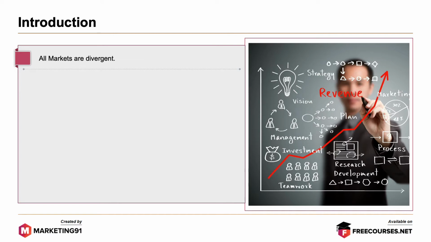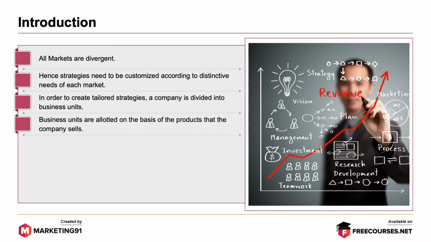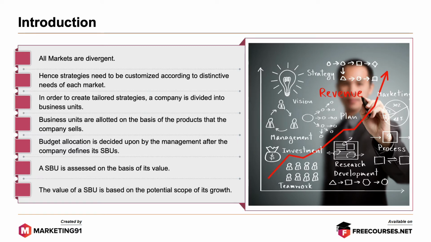All markets are divergent. Hence, strategies need to be customized according to distinctive needs of each market. In order to create tailored strategies, a company is divided into business units. Business units are allotted on the basis of the products that the company sells. Budget allocation is decided upon by the management after the company defined its strategic business unit. A SBU is assessed on the basis of its value. The value of a strategic business unit is based on the potential scope of its growth.